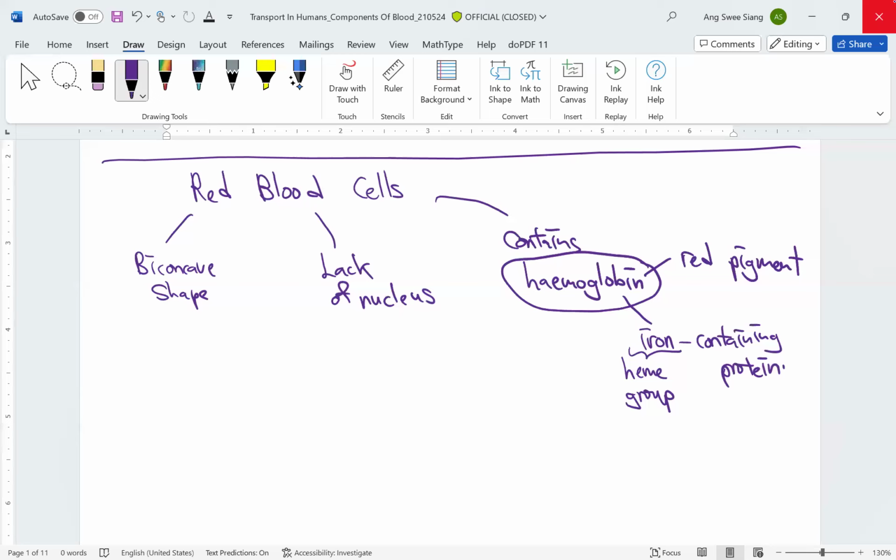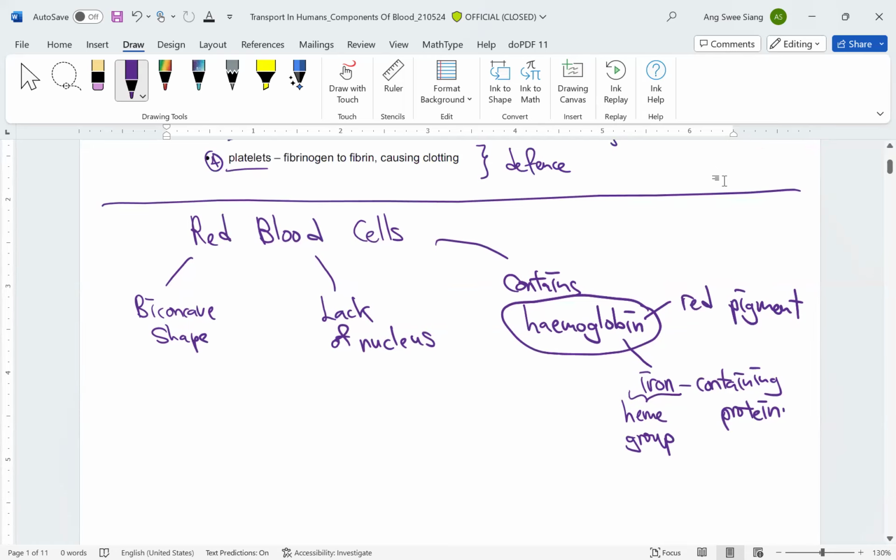Very good. You should know this from the cells chapter. We already learned this in the cells chapter. So it's to transport. Don't disturb people.